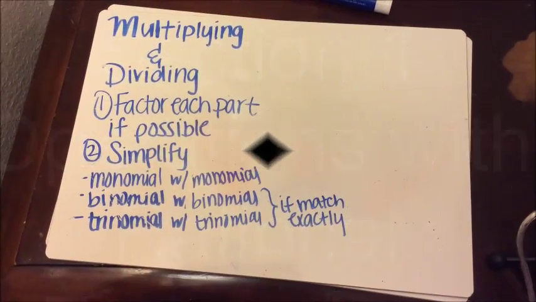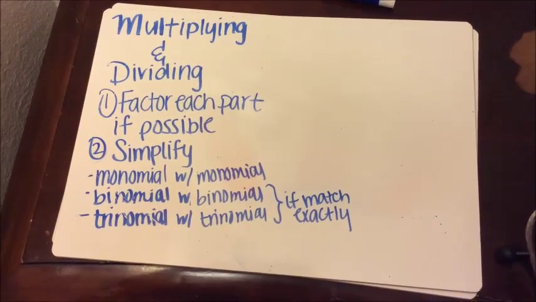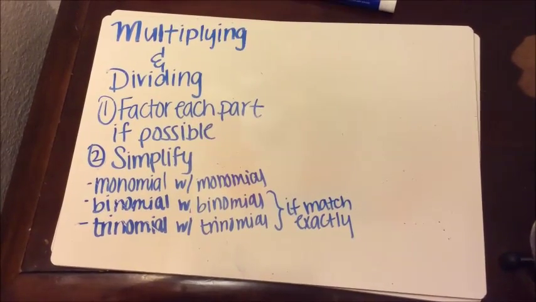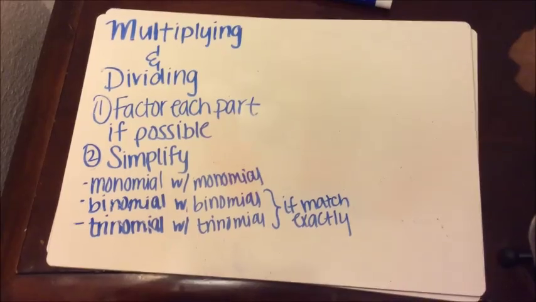Okay, so first we're going to start off with multiplying and dividing. Here are the instructions you must follow. First, you have to factor each part if possible, meaning you have to factor the numerator and the denominator. The second part is simplifying.